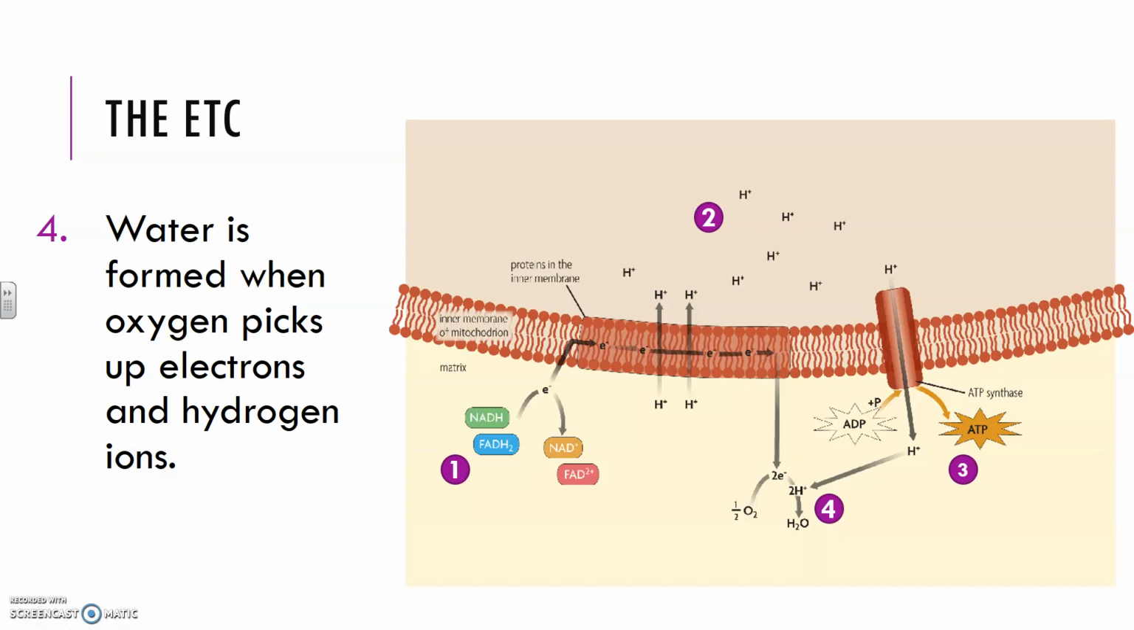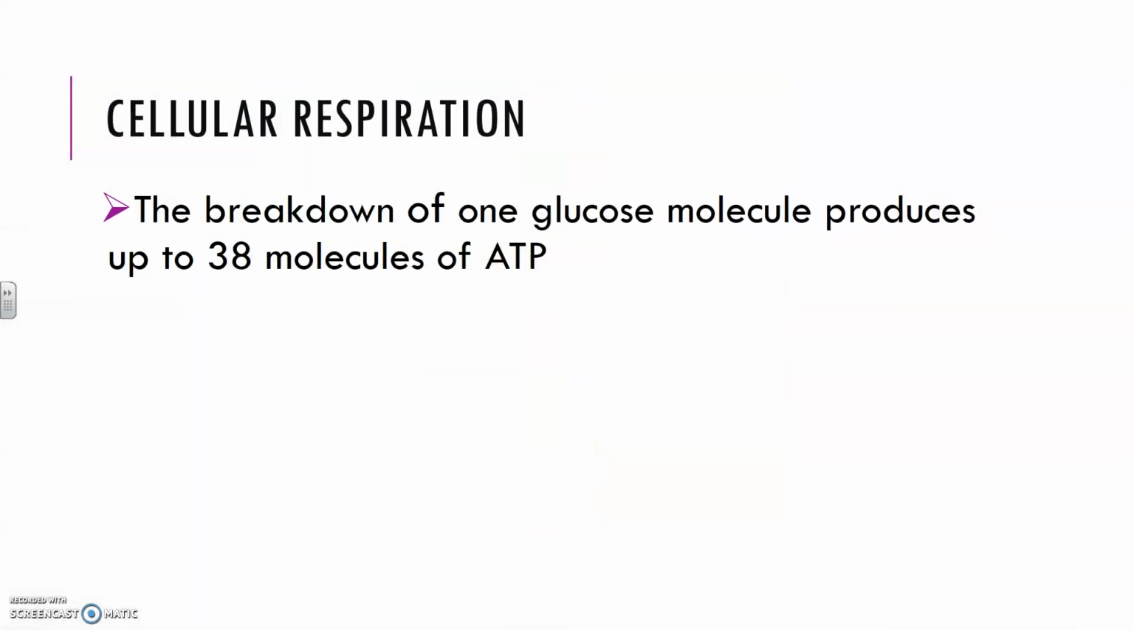And then finally, water is actually formed because you're going to have oxygen come in, and it's going to pick up both electrons and the hydrogens. Okay, so each oxygen is going to pick up 2 electrons and 2 hydrogens, releasing water itself. Okay, so the breakdown of one glucose molecule actually produces up to 38 molecules of ATP. So it is a really good process for getting as much energy out of the ATP as possible.